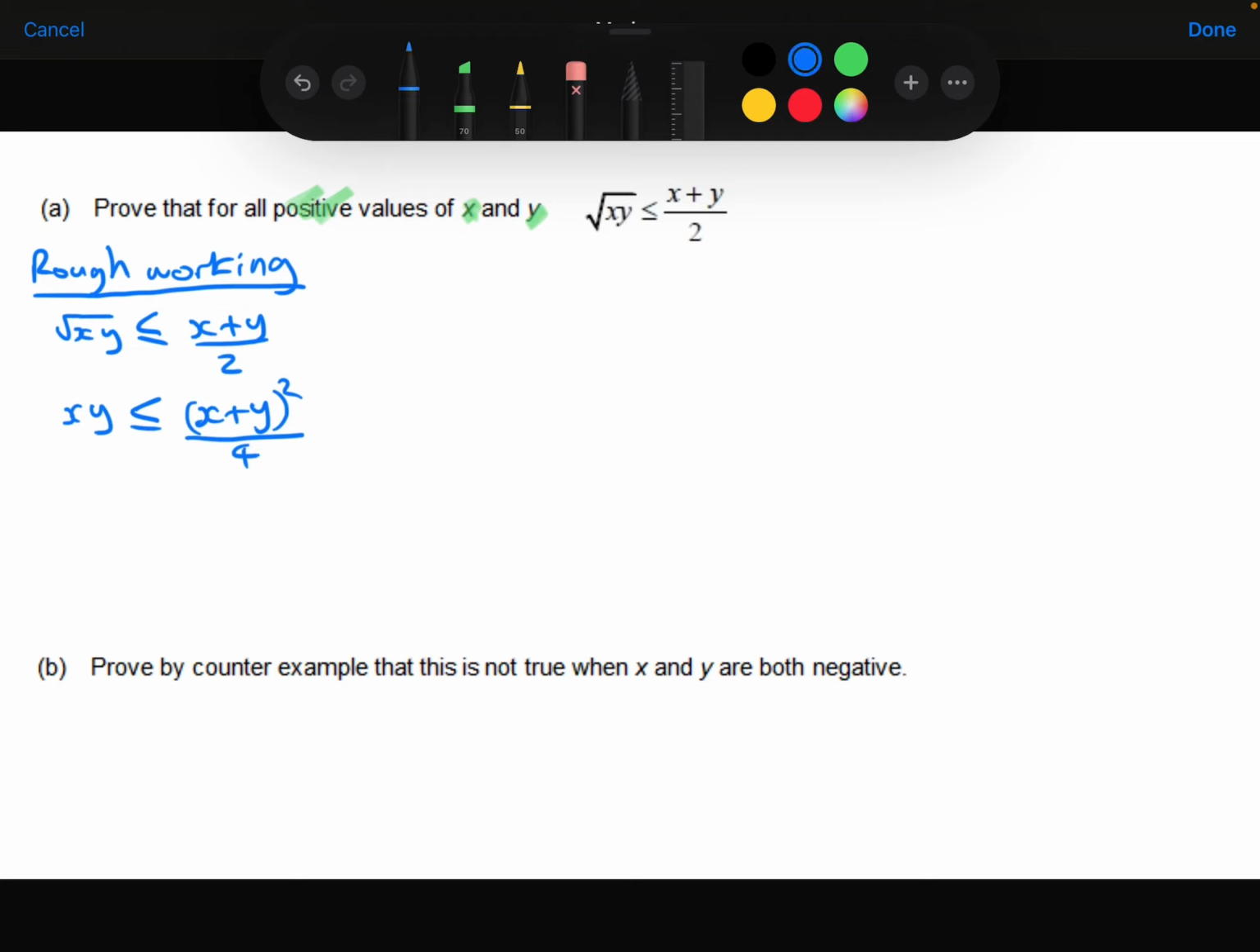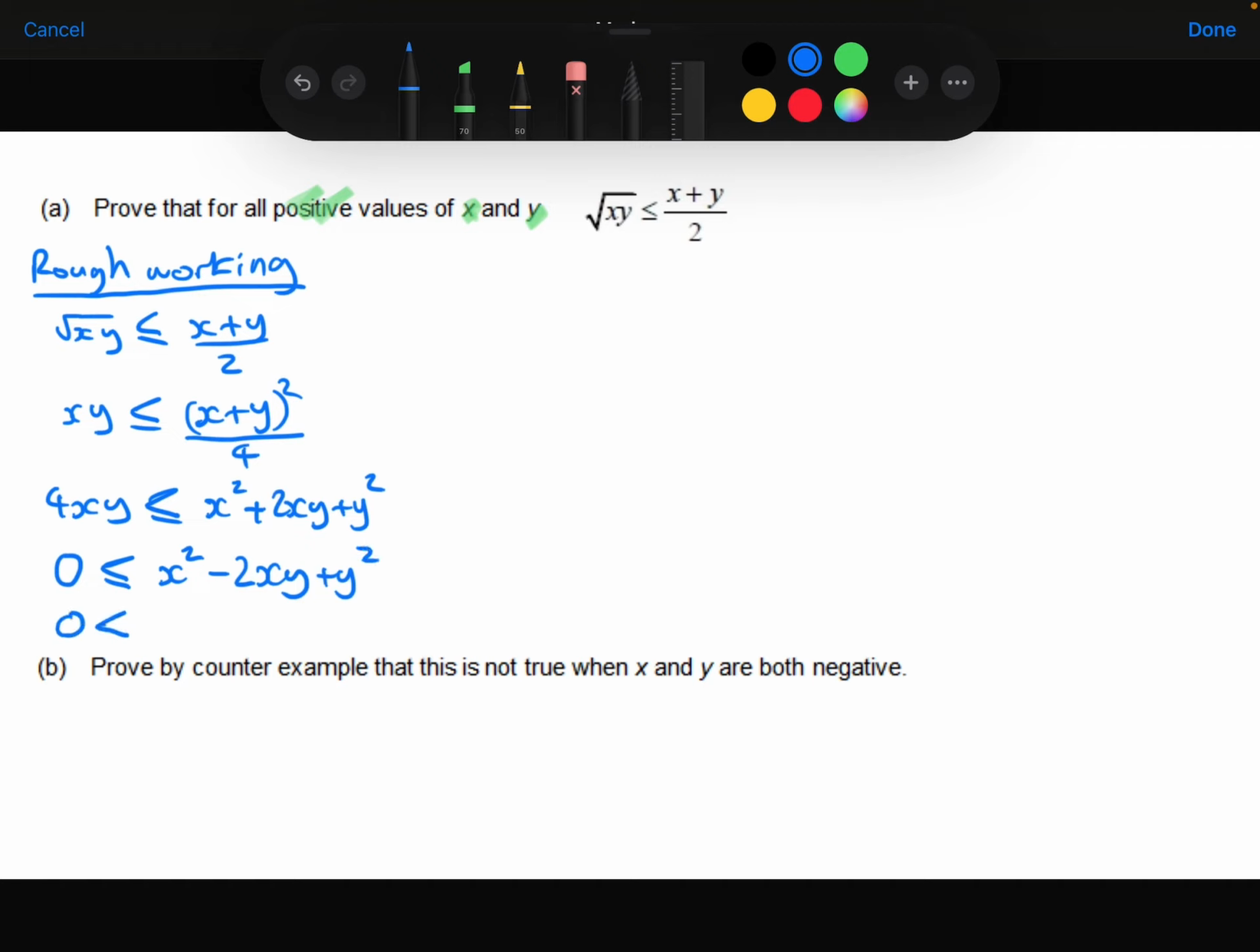Next, let's get rid of that fraction. Let's times both sides by 4. And whilst I'm at it, I'm also going to expand these brackets. So I've just timesed by the 4 there, and then expanded those brackets to get this. Next thing I'm going to do, I'm going to subtract 4xy from both sides so that my quadratic is greater than or equal to 0. The 2xy minus the 4xy is minus 2xy.